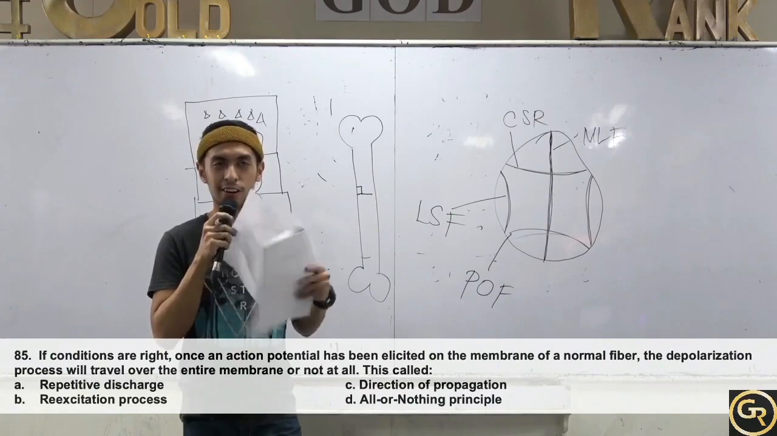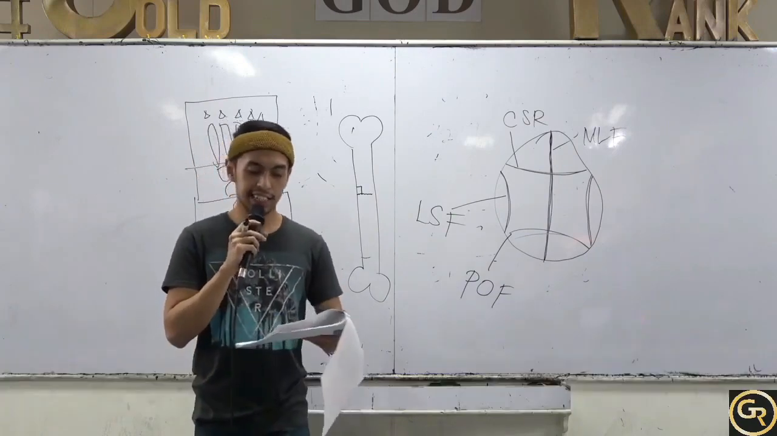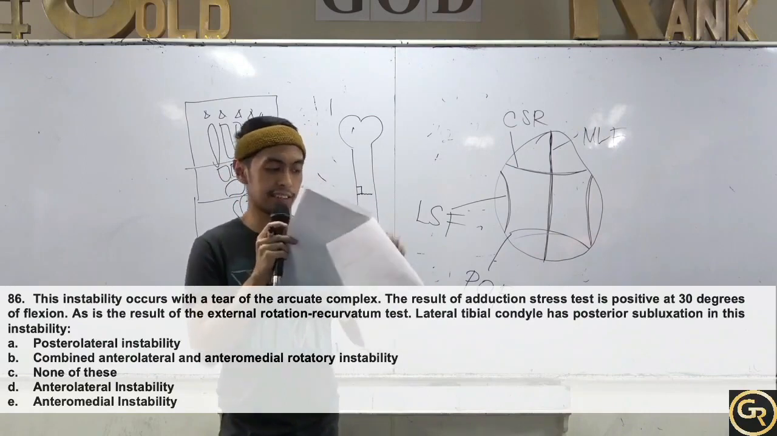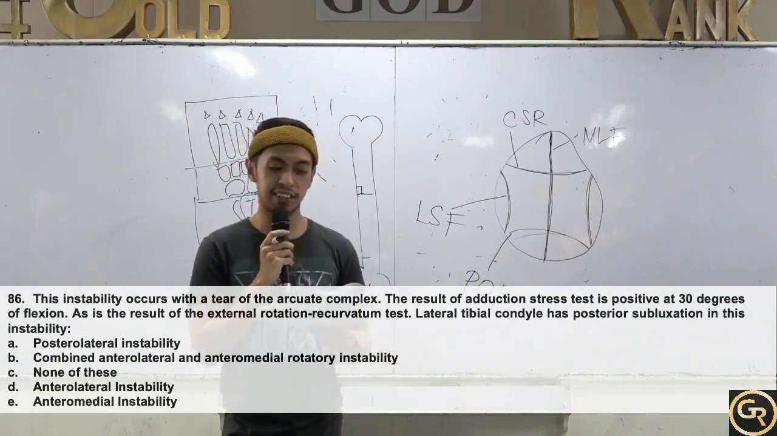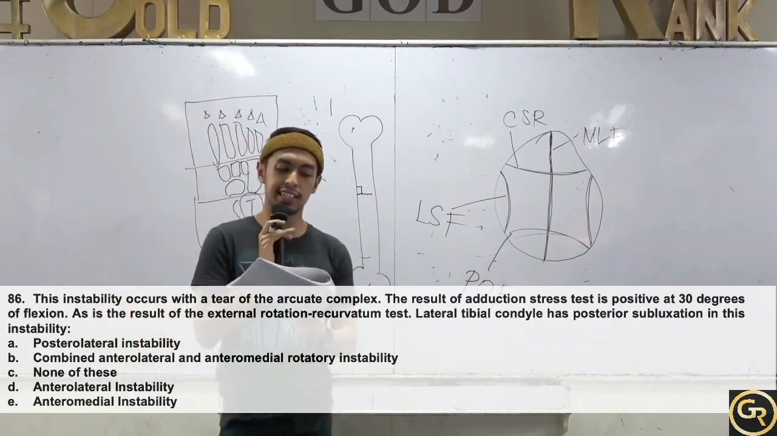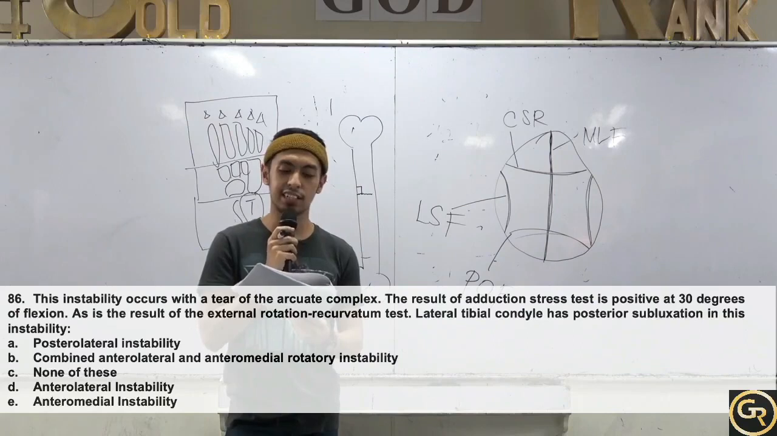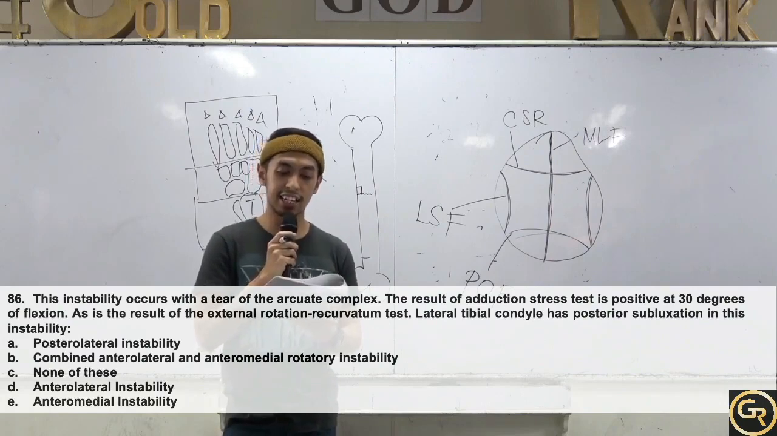Okay? So it's your all or nothing principle. Letter dog. 86, this instability occurs with a tear of the arcuate complex. Okay, the result of adduction stress test is positive at 30 degrees of flexion, as is the result of the external rotation recurvatum test. Lateral tibial condyle has posterior subluxation in this instability.